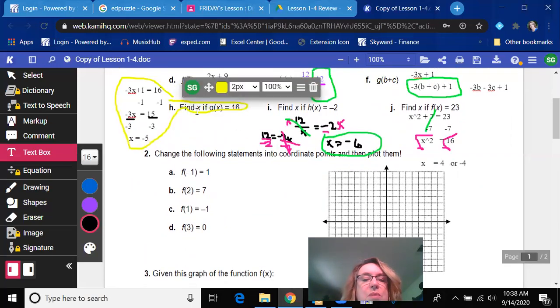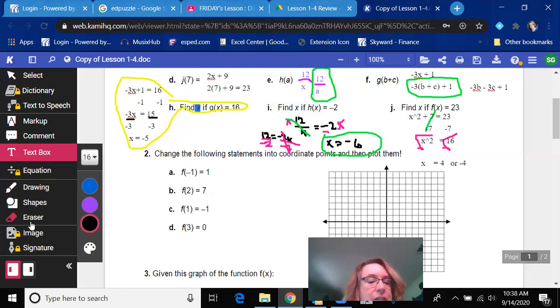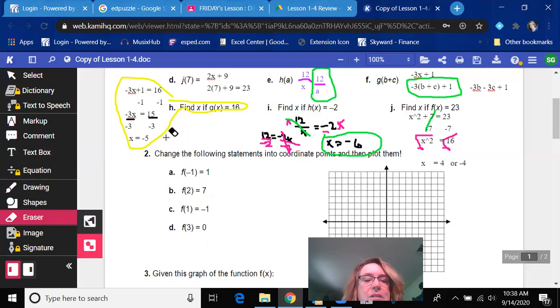But again, just be careful and look at, are they giving me the X or are they giving me the Y? So the 16, it's not in parentheses. You have to really think. They're giving me the Y. And that yellow box is kind of annoying, maybe.